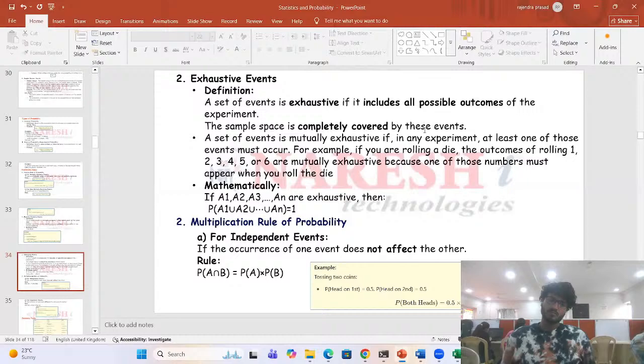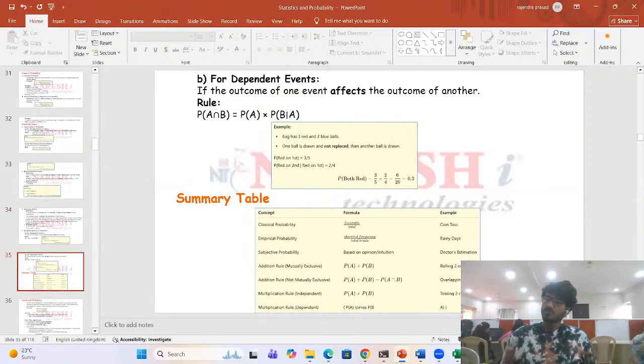So this is how the multiplication rule of probability works. Don't worry, I have a separate example to get this again. Okay, so this is how you calculate the multiplication rule of probability. Clear? Let's say for dependent events, the events that are dependent on each other.